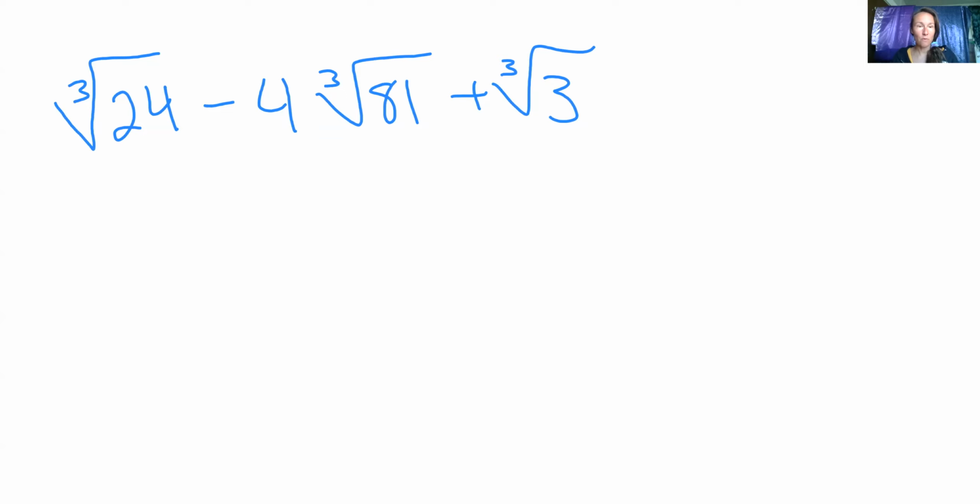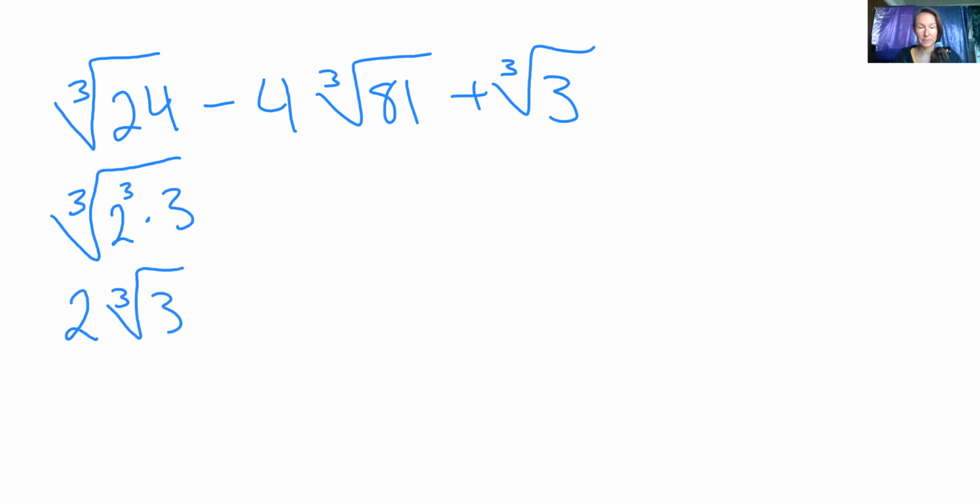So let's look at 24. 24 is 8 times 3. And we know that 8 is a perfect cube. In fact, 8 is actually 2 to the third power. All right, so that guy's our perfect cube, and we can pull him out. So the cube root of a perfect cube, or the cube root of 8, is 2. So we've got a 2, cube root 3.